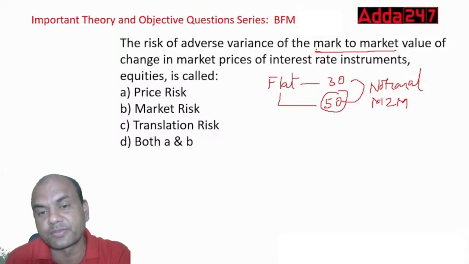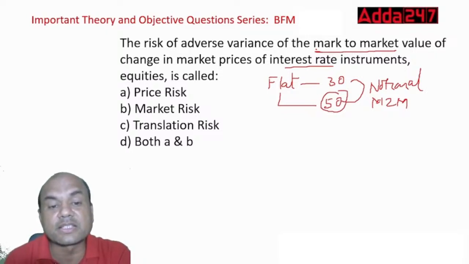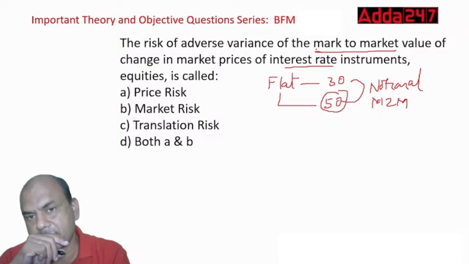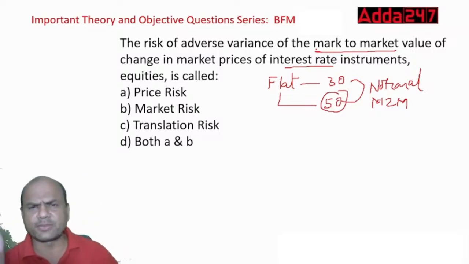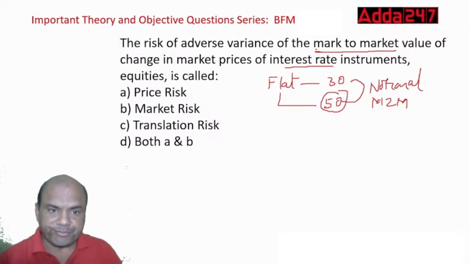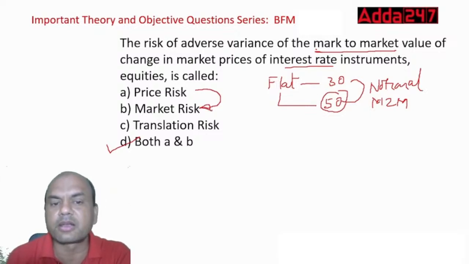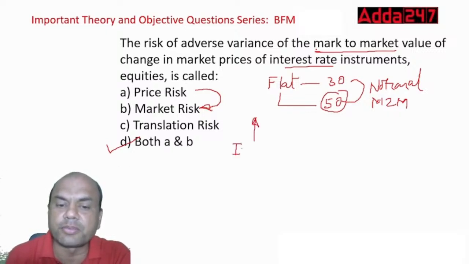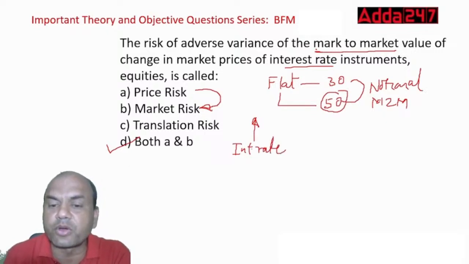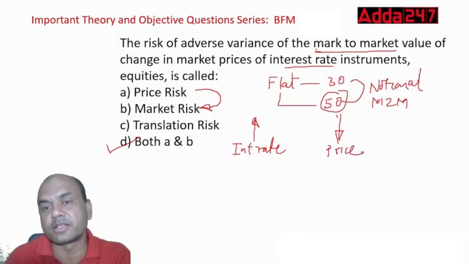So the risk of adverse variance of mark to market value of change in market price in the interest rate instruments is called price risk, market risk, translation risk, or both A and B. What is the answer? Let me get it from you first, I'll explain, not an issue. It is both A and B, price risk and market risk, because market price risk is actually a part of market risk. And price risk arises because of the interest rates. If the interest rates go up, then the price of the bond will go down. Price will always go down. So this is basically the logic behind this.